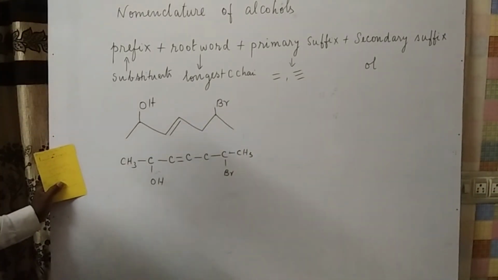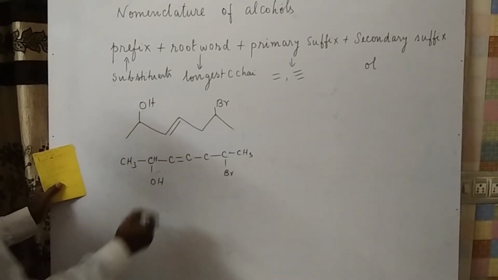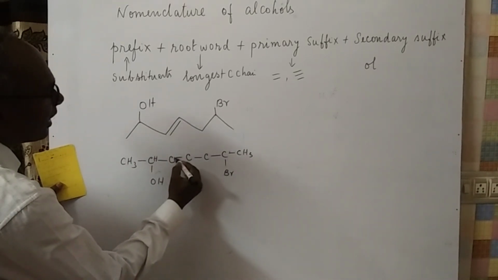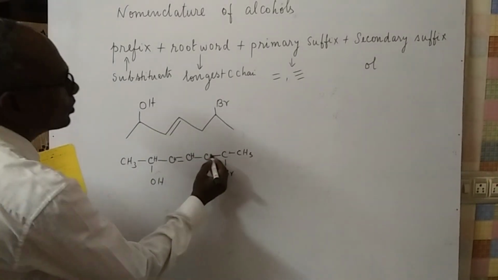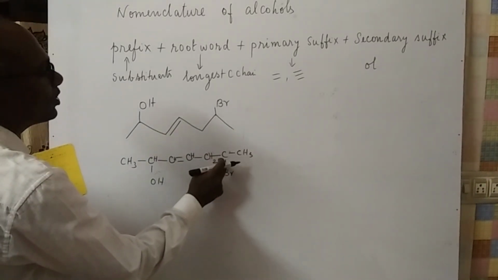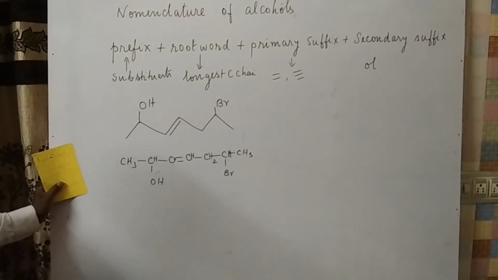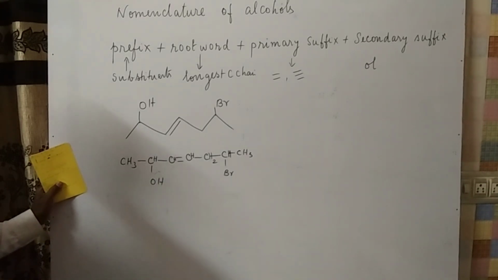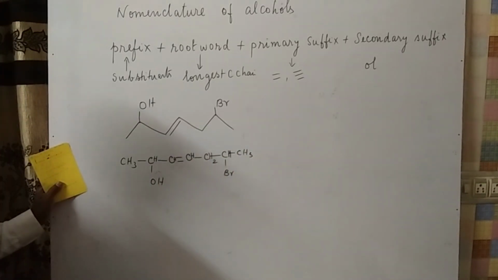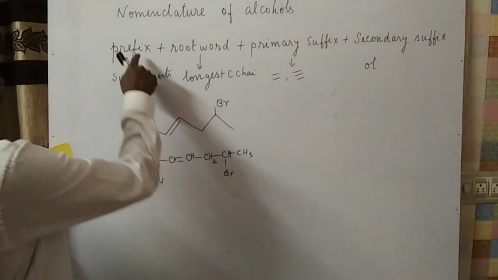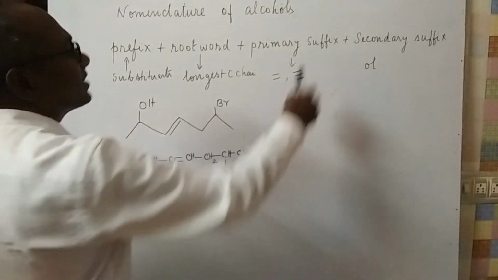Now you put the hydrogens. Here it is 1, 2, 3, therefore 1 hydrogen. Here a hydrogen, and here it is CH2, and here a hydrogen. So this is the actual structure of the compound. Now you have to find the longest chain. 1, 2, 3, 4, 5, 6, 7. 7 carbons are present, and the first prefix, substituent, then root word, then primary suffix and secondary suffix.